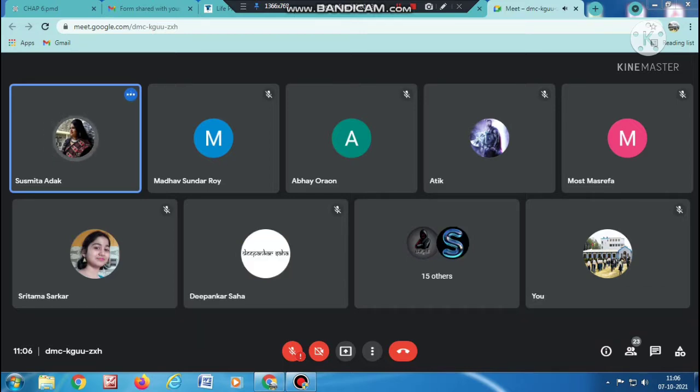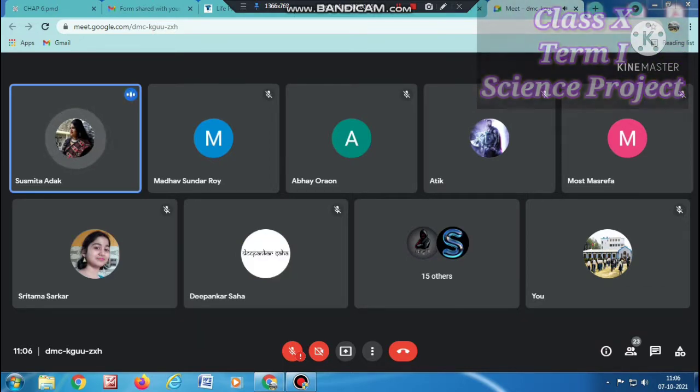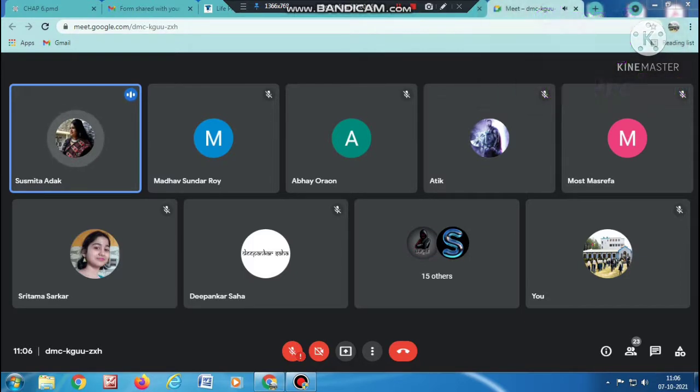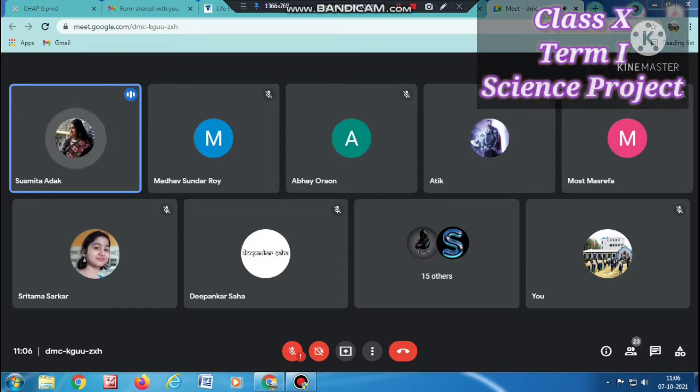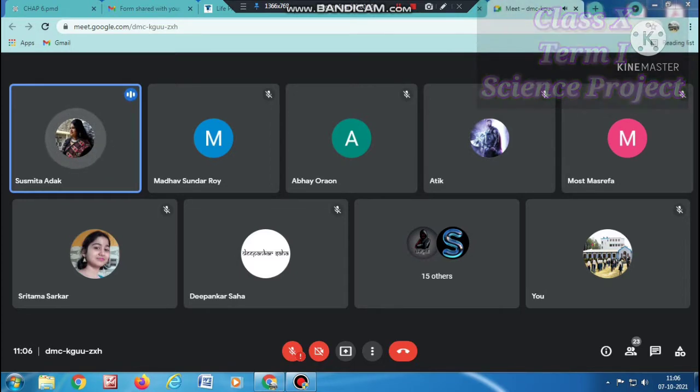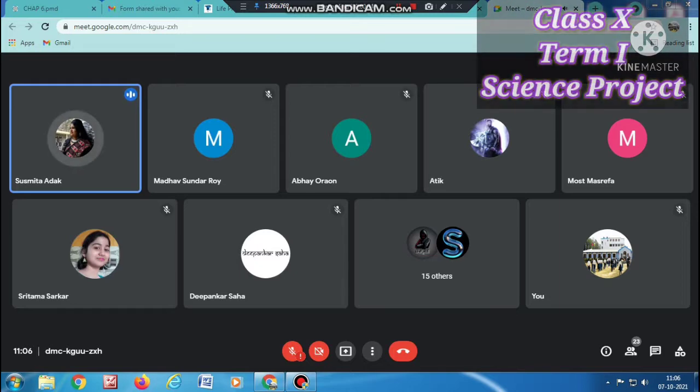As you know, it is our science project class. First of all, whatever I had told already: the project will carry 5 marks, and in the term 1 exam it will be added. In term 1, you all know that there are 10 marks for internal assessment. In this internal assessment, 5 marks will be the project and 5 marks will be the weightage of PA1 and the term 1 pre-board exam.